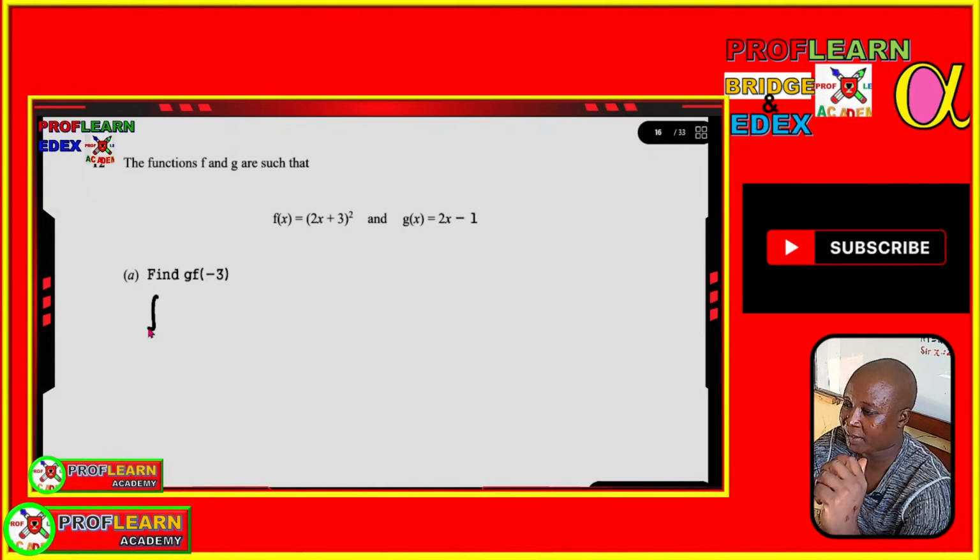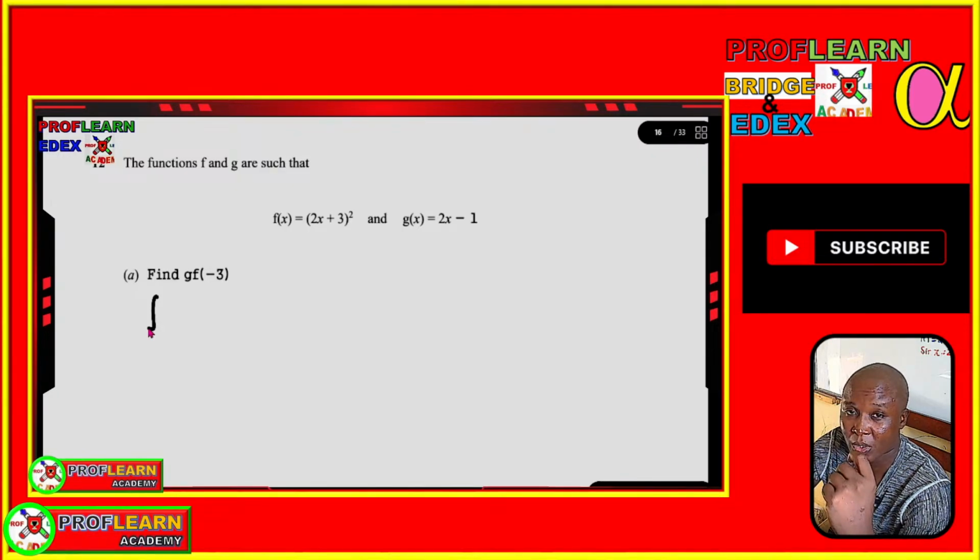Question to do with composite functions. We are told that f of x is equal to (2x plus 3) raised to power 2, and g of x is equal to 2x minus 1. With that composite function, we are supposed to find gf of negative 3.